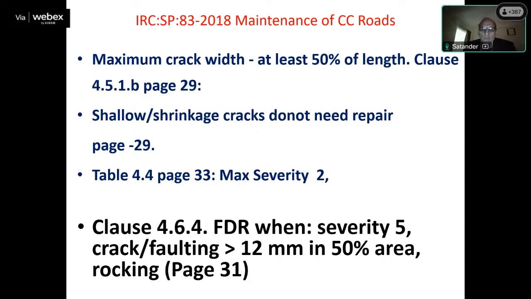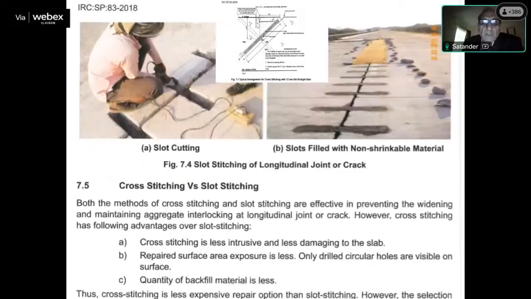If something is more than 50% distress, cracks more than 20 mm, faulting more than 20 mm, one panel broken into 4 or 5 pieces, or a slab that is rocking, that panel should be removed. Up to severity 2, it is acceptable. But earlier, now coming to your point, it was written everywhere: go for double bar retrofitting. Now that clause has been deleted from the revised IRC SP 83 2018.